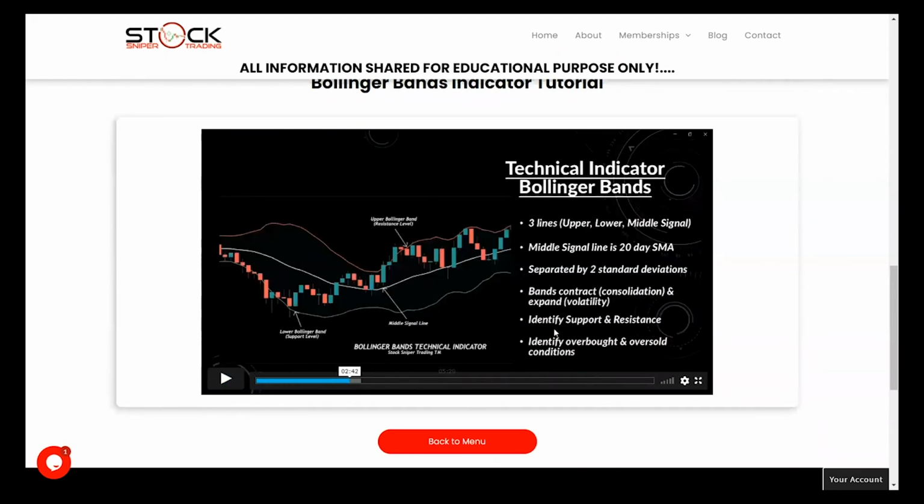Okay, so the Bollinger Bands are a technical indicator. It's a main chart indicator plotted on our price action, and there's three lines, the upper, lower, and middle signal line, okay? And the middle signal line is defaulted at a 20-day simple moving average. So on our last tutorial webinar, we went over simple moving average and exponential moving averages. So this middle line, this white line, is always default set at 20-day SMA.